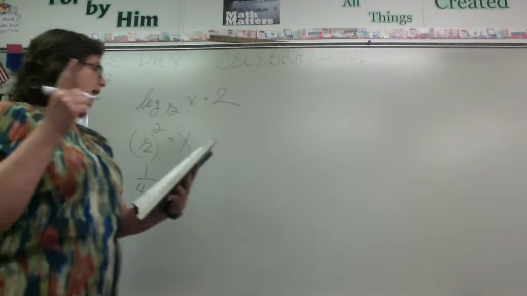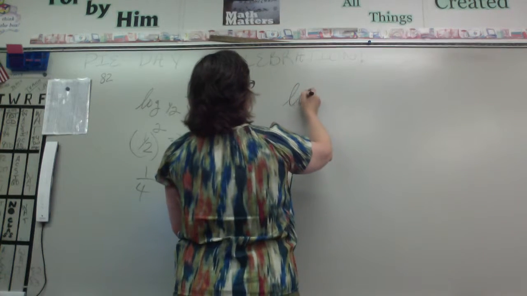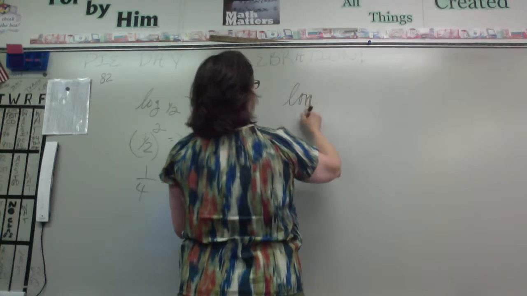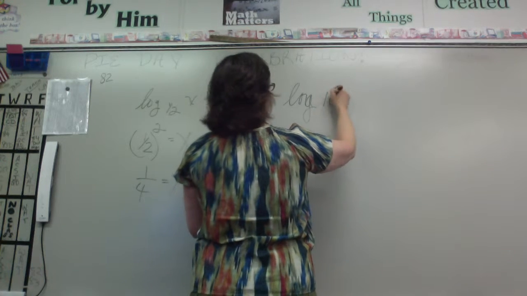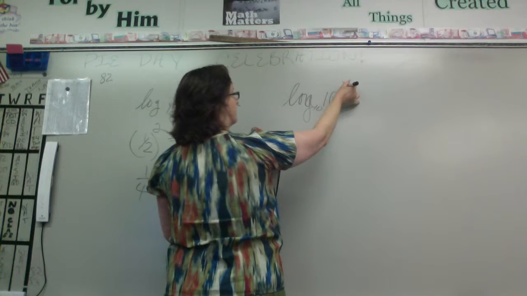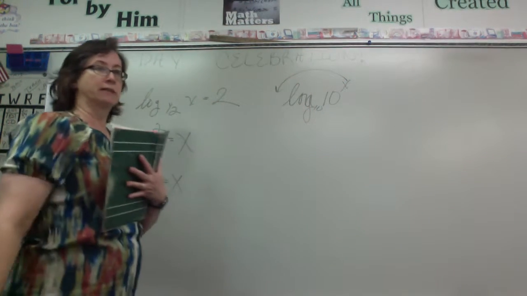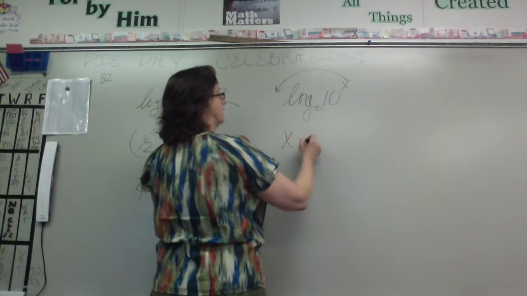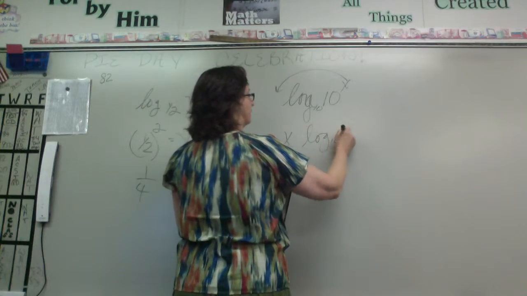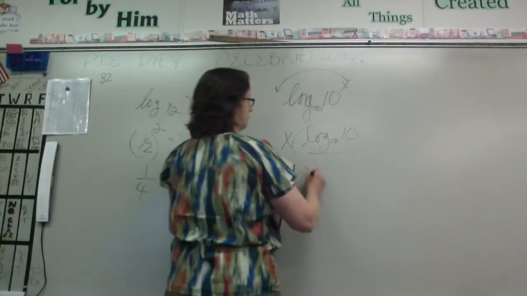Now, when we're talking about up here at the top, remember we're saying, okay, if we have the log base 10 of 10 to the x, because it's an exponent, the x can do what? Travel over to the front. So what would we get? X log base 10 of 10. But what is log base 10 of 10? 1. So the whole answer would be x, right?